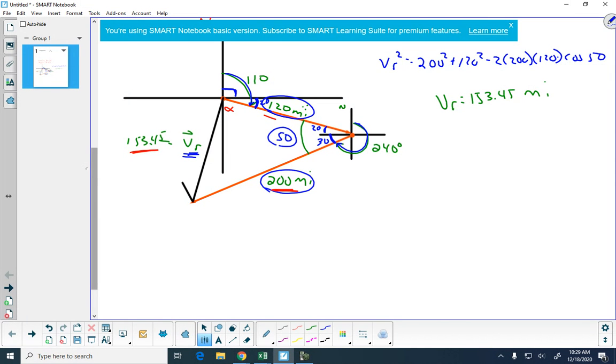So if we have the cosine of alpha at the end, what's opposite that is going to be the 200 squared at the beginning. Then we have the 153.45 we just calculated, plus 120 squared minus 2 times 153.45 times 120 cosine of alpha. I should have left myself some more room. So this one is a little bit more maintenance.